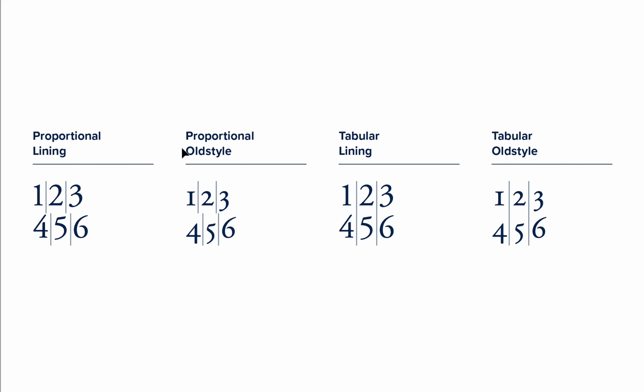The difference between lining and old style is, as you can see, the numbers align at the top and bottom here, the cap height and the baseline, whereas these do not. These are closer to lowercase letters.